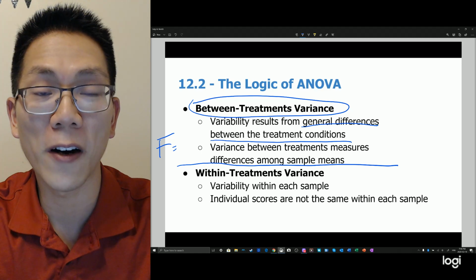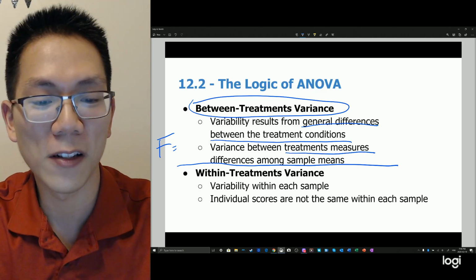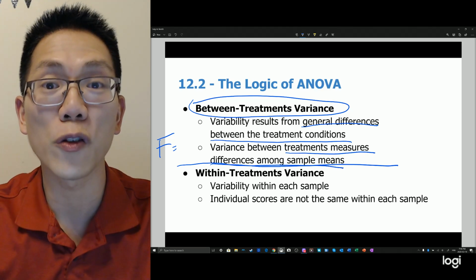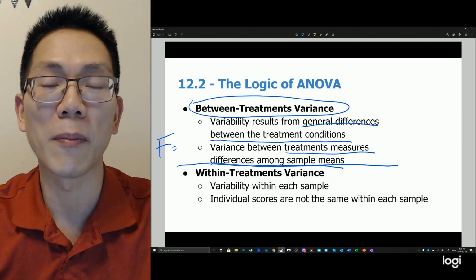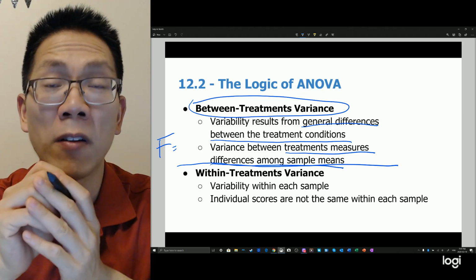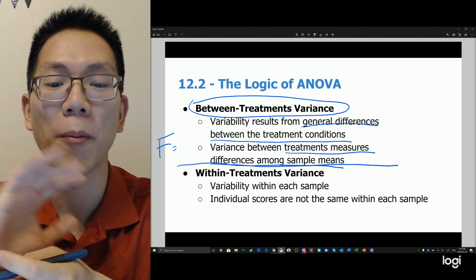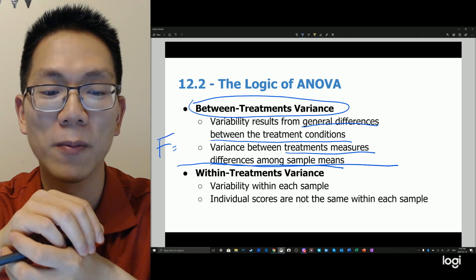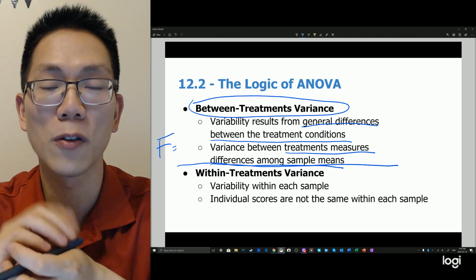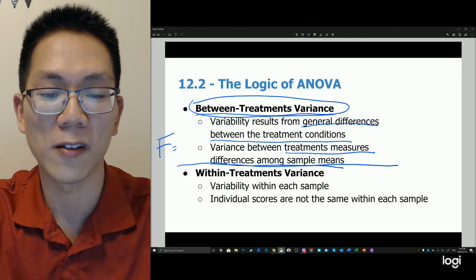Also, between group variance measures the differences among sample means. Because we're measuring the groups with some type of score, once we group the scores together within the groups, each group has its own sample mean, and we are comparing those means. This time with ANOVA, we're looking at the variances between those means, and that's between treatment variance.